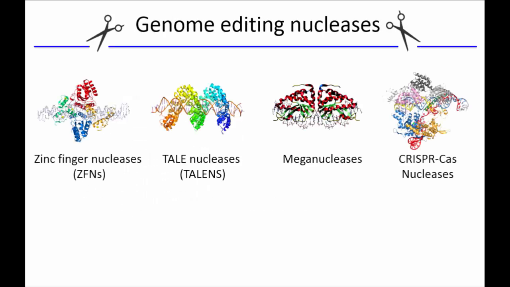So these are the four basic types of proteins that can create sequence-specific double-stranded breaks in DNA. And most of you have probably heard of most of these. Zinc finger nucleases, or ZFNs, TAL nucleases, TALENs, meganucleases, and CRISPR-Cas nucleases.